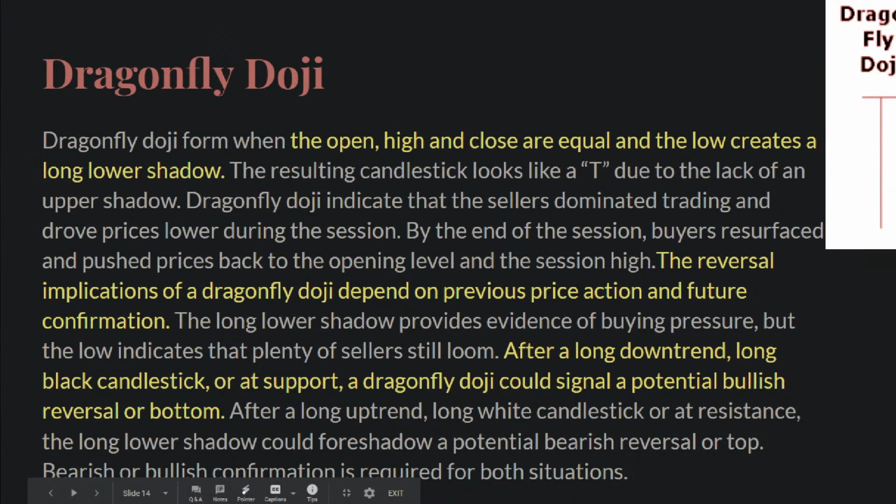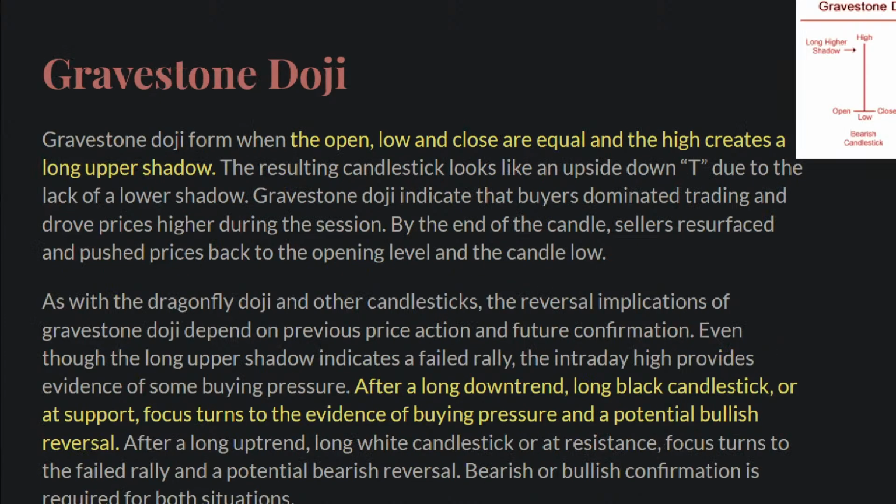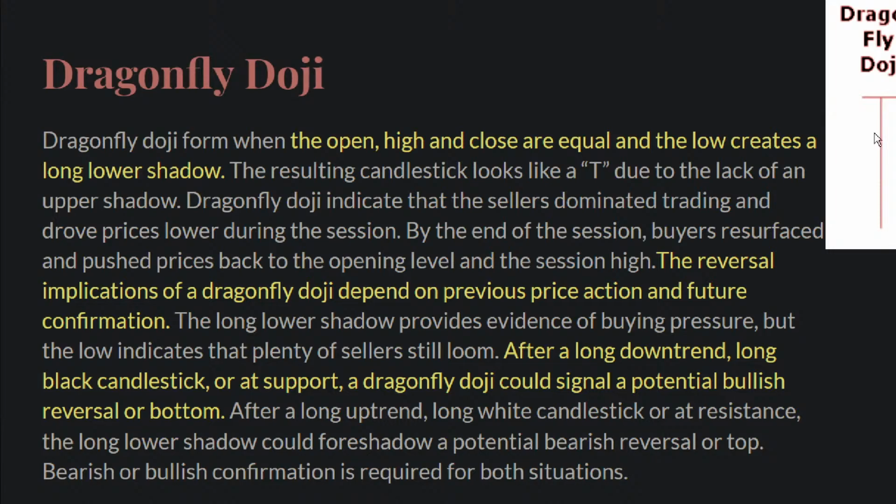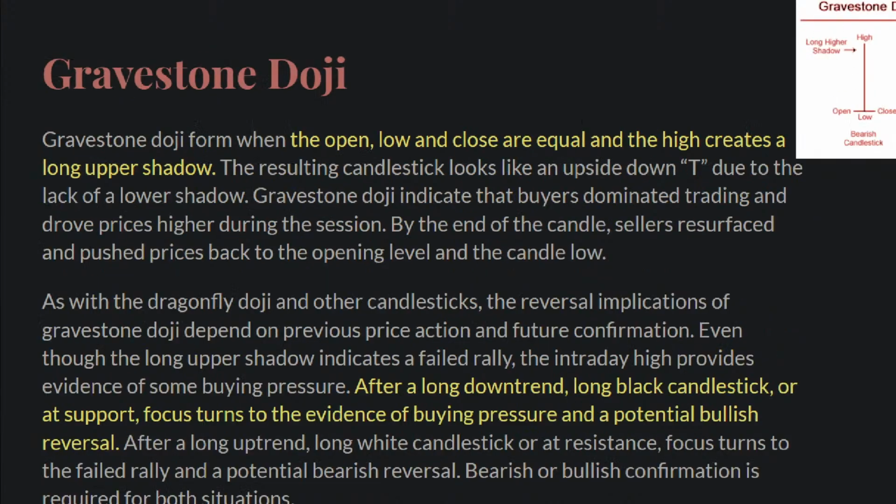So after a long uptrend, while a long white candlestick are at resistance, the long lower shadow could foreshadow a potential bearish reversal or top. So in the other instance, if this was flipped upside down, it's actually called something else. A bearish or bullish confirmation is required for both situations. And what that something else is, a gravestone doji. So you can see the similarities. As the dragonfly doji looks like a T, this is an upside down T.